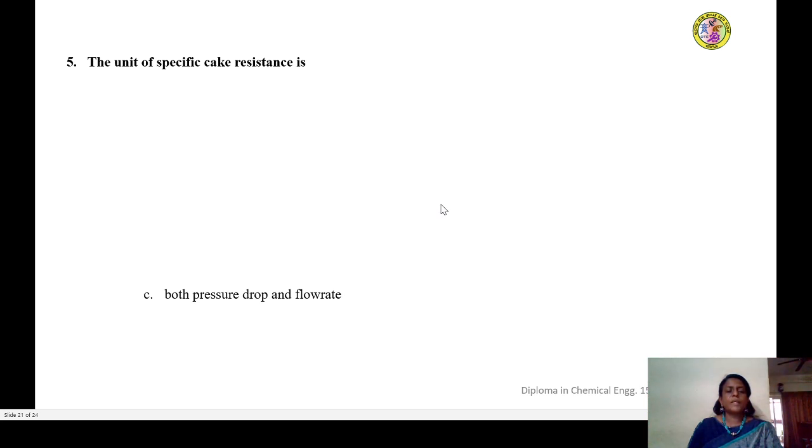Unit of specific cake resistance is gram per centimeter square, centimeter per gram, centimeter per gram square, gram per centimeter. So in SI system, we know that the unit is meter per kg. So the CGS unit will be centimeter per gram. So option B is the correct answer for the question number 5.